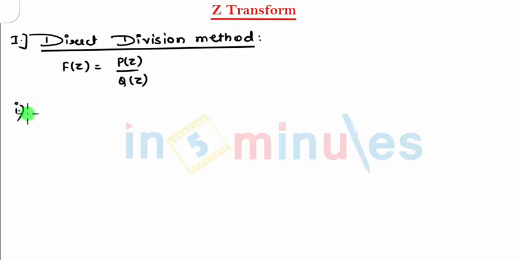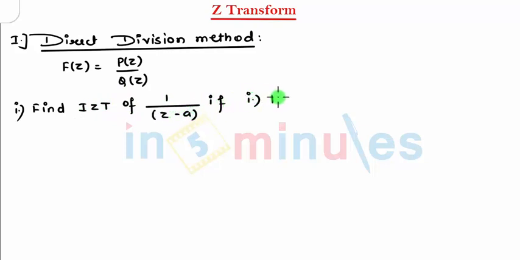My first example is find the IZT, that is the inverse Z transform, of 1 divided by z minus a, if first, mod of z is greater than mod of a, and second, mod of z is less than mod of a. Now students, both of these matter a lot. So I say this to be the first example, and let's start with the solution now.